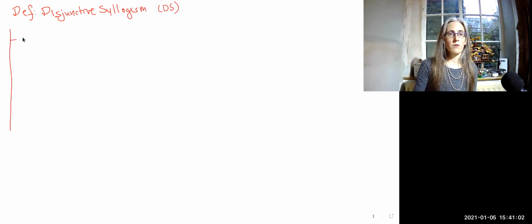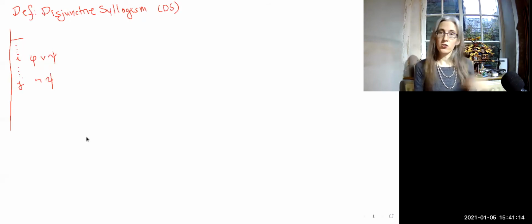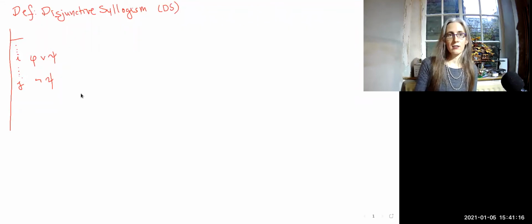So suppose you've got a proof. On some line I, you have a disjunction, phi or psi. Some later line of the proof, line J, you actually have not psi, so the negation of the right-hand disjunct. Then on line N, you can write down phi, and the annotation is disjunctive syllogism, lines I and J.